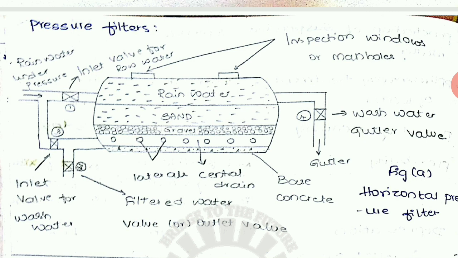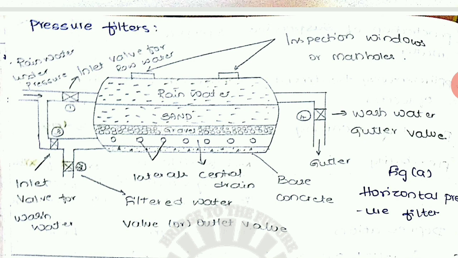When some quantity of water gets filtered, automatically the suspended particles and impurities will be settled above the sand layer. That should be removed. In maintenance, this layer above the sand can be washed. That washed water should flow through valve number 4, and valve number 3 is also provided as an inlet valve for wash water.